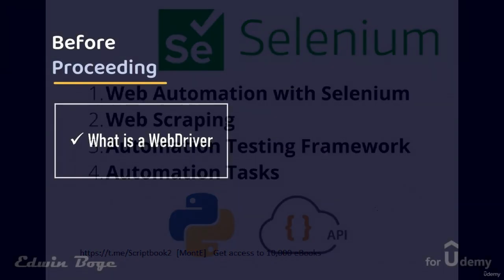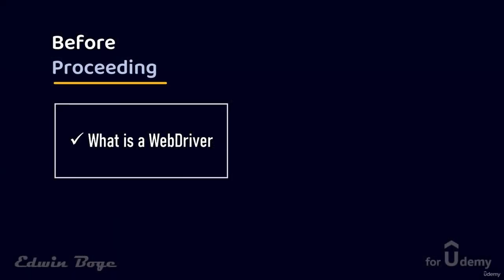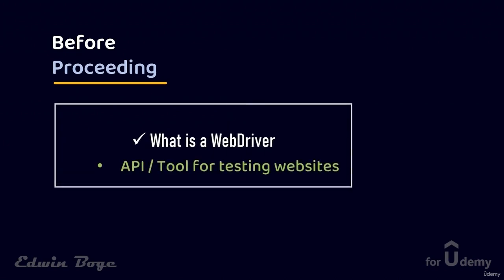Before proceeding, it is important to distinguish between Selenium, Webdriver, and a Webdriver manager. Firstly, we shall begin with the definition of a Webdriver. A Webdriver is an interface API, or in simple words, a tool used for testing web applications across different browsers using different programming languages. All browsers have their specific WebDrivers for the purpose of automation.